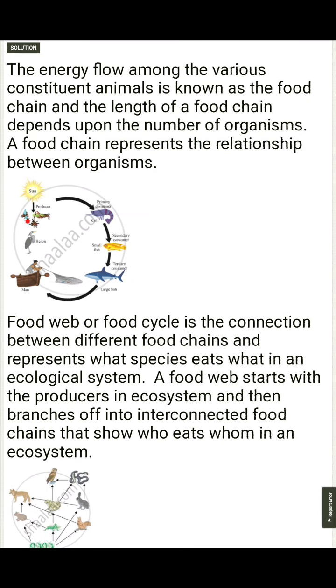So in this way, a food web or a food cycle is the connection between different food chains, and that is the difference between the food chain and the food web.